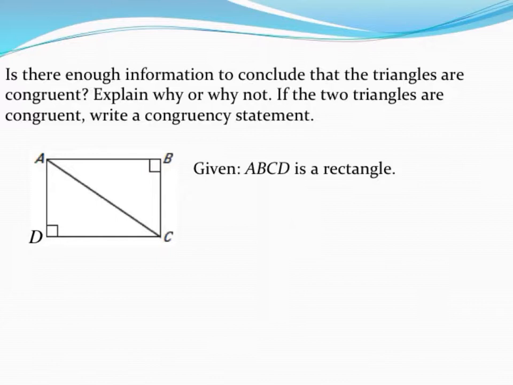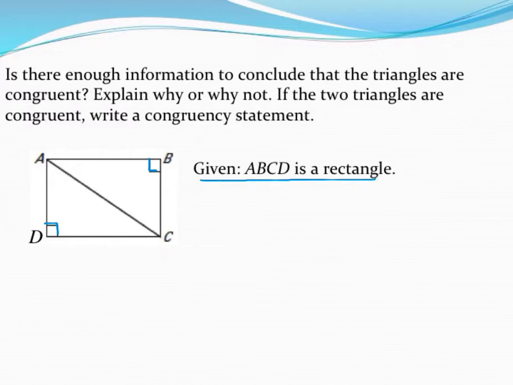Same question. This time we want to know if these two triangles are congruent to each other. This time the only thing that we're given is that ABCD is a rectangle. And so I can see that I have two right angles in there. I've gone ahead and identified those already. But that's all I have to start with. So let's see if we can add any tick marks to this diagram.